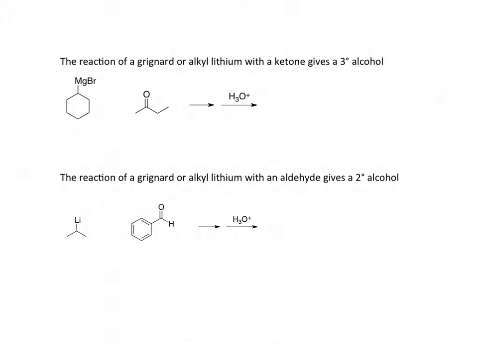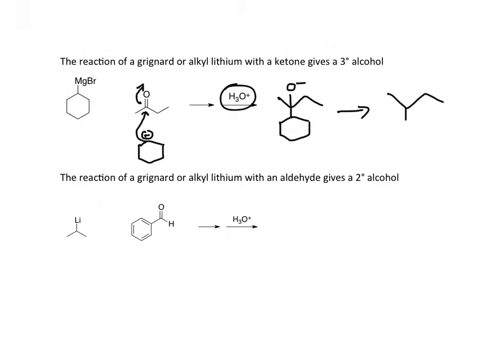So let's go ahead and redraw the Grignard. I'm going to ignore the MgBr part and just put a minus charge there. It attacks the carbonyl carbon, electrons pushed up onto the oxygen, and my intermediate is going to look like this. There's an O-. Then when I add H3O+, I protonate that, and I have created a tertiary alcohol.